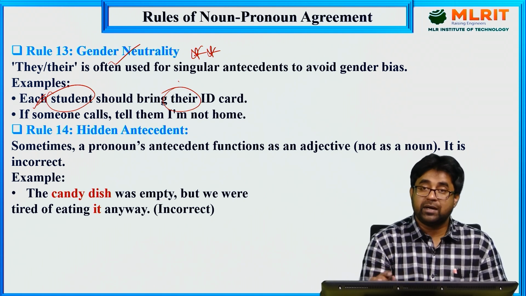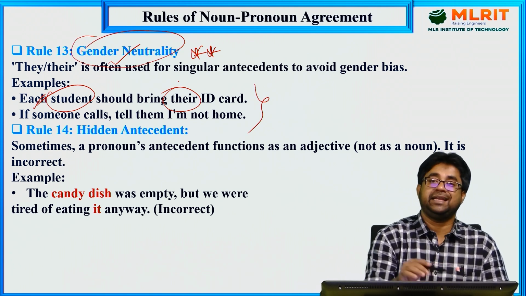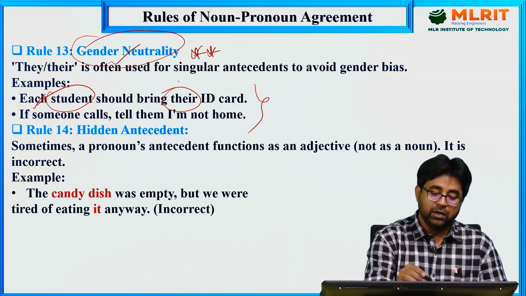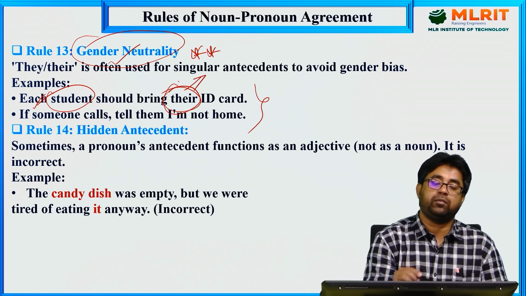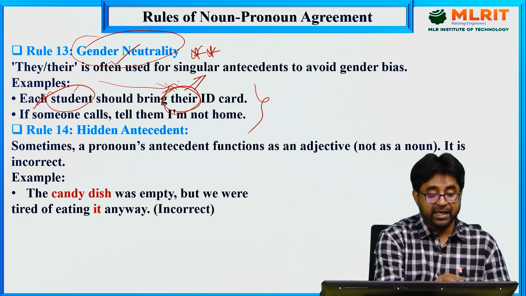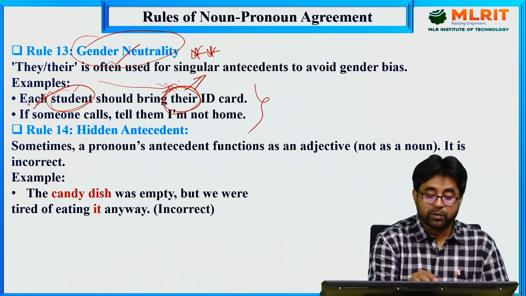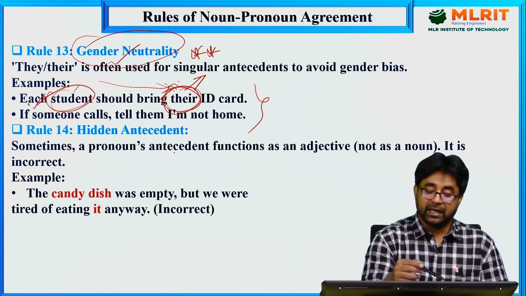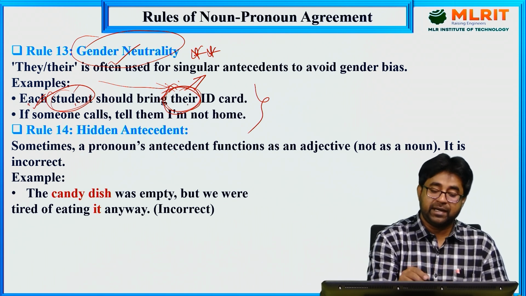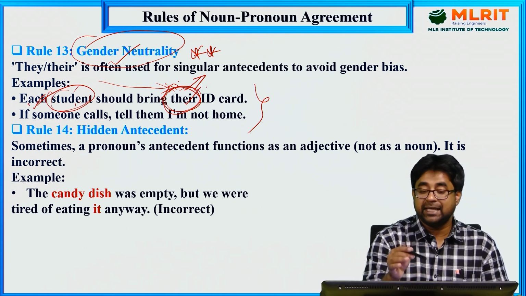But the modern rule says that in order to bring gender neutrality, instead of using his or her, we can directly use the plural form also, though they will not match in number. The rule says if a noun is preceded by each, it is always by default singular. Hence, the pronoun also should be singular, right? Now, because gender is not specified, there should be his or her. Each student should bring his or her ID card.